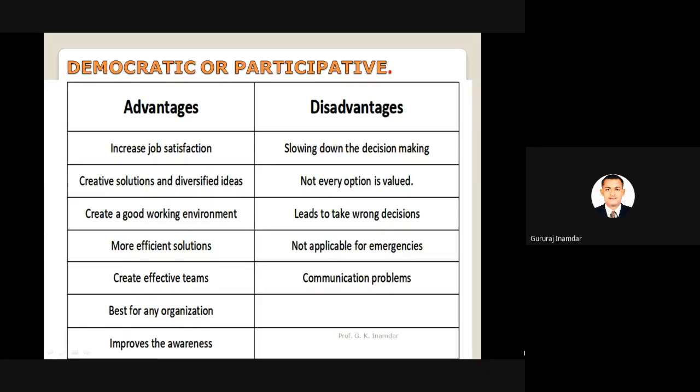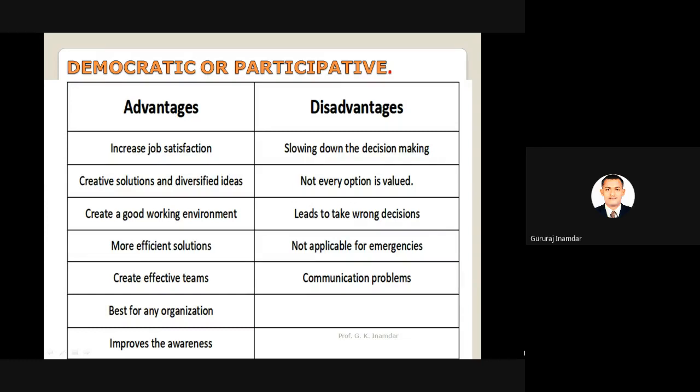Now, slowing down the decision making. Why? Because the decision makers are maximum. Here all the group members inside that team are allowed to give suggestions, to give the decision. Not every option is valued.